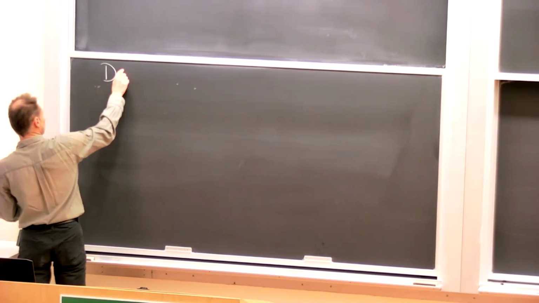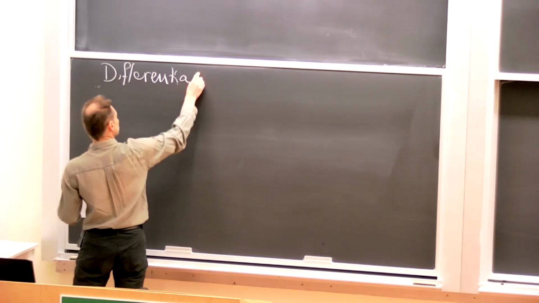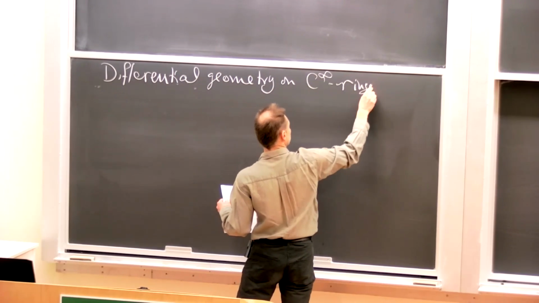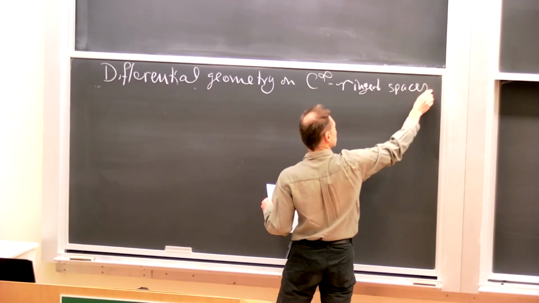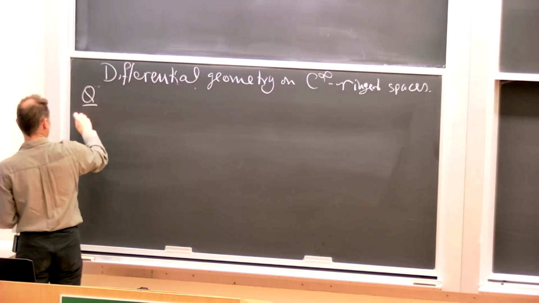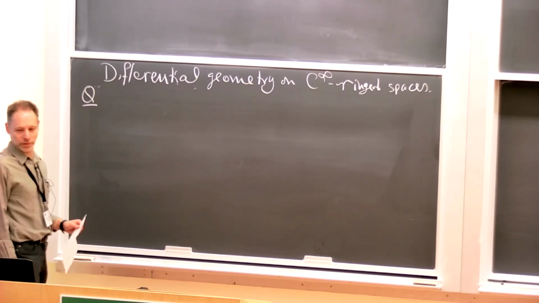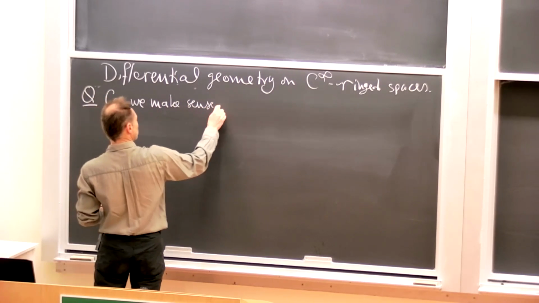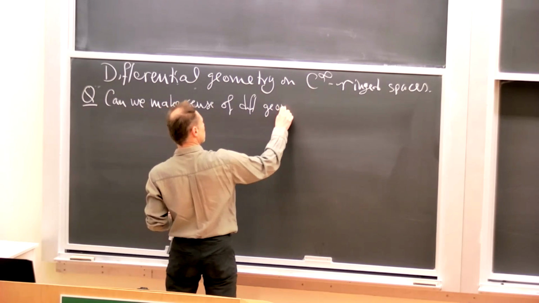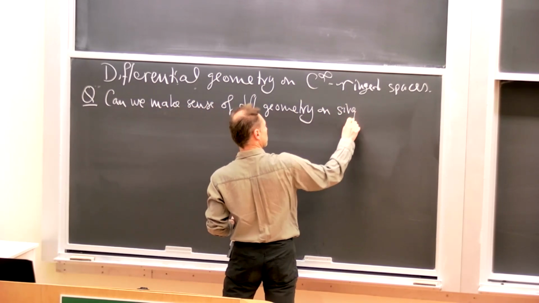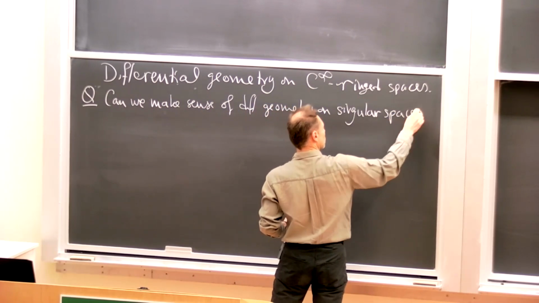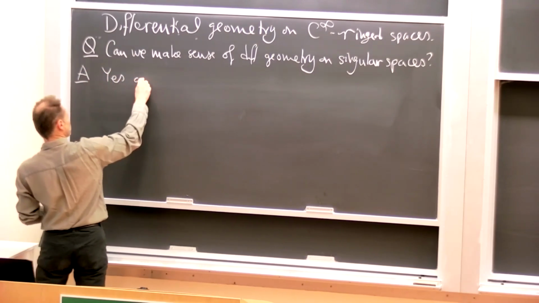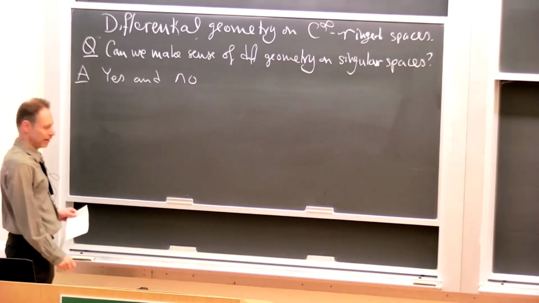So I want to talk about differential geometry on C-infinity ring spaces. And the question, going back to that paper that Ray and I wrote years ago, is: can we make sense of differential geometry on singular spaces? My understanding is that the answer is yes and no. And so why yes?